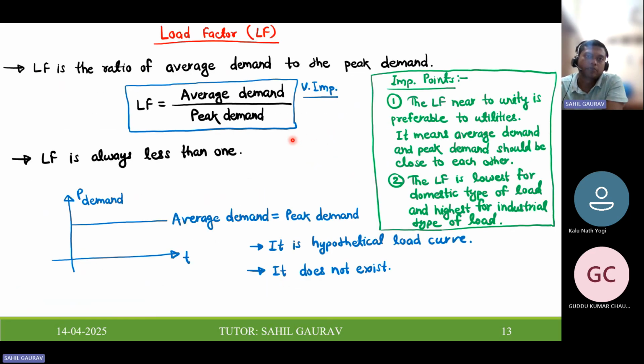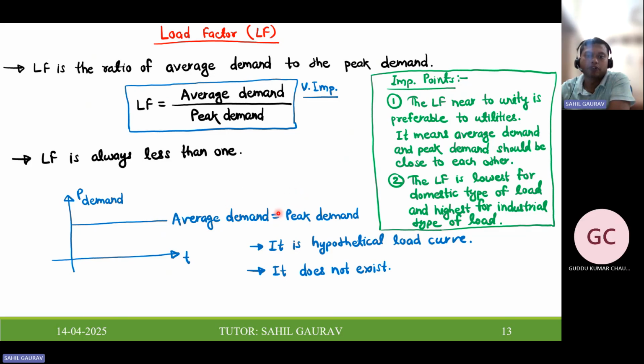And next we have an important expression regarding load factor. Load factor is the ratio of average demand to the peak demand. The important thing about load factor is that a load factor near unity is preferable to utilities. It means average demand and peak demand should be close to each other. And load factor is lowest for domestic type of load and highest for industrial type of load. If average demand is equal to peak demand, it is a hypothetical load curve and it does not exist.